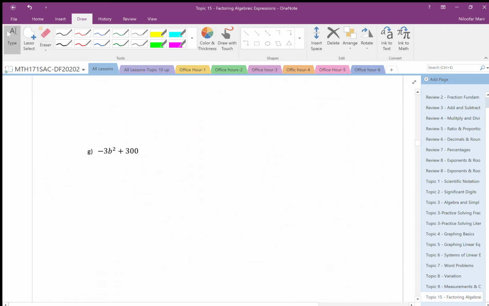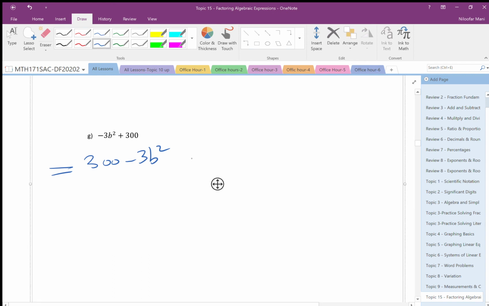So how about this one? The same here. What do I see here? I see plus, but I see minus before. So I can do equals 300 minus 3b squared. Oh, perfect. This is looking good. This is looking like what I want.